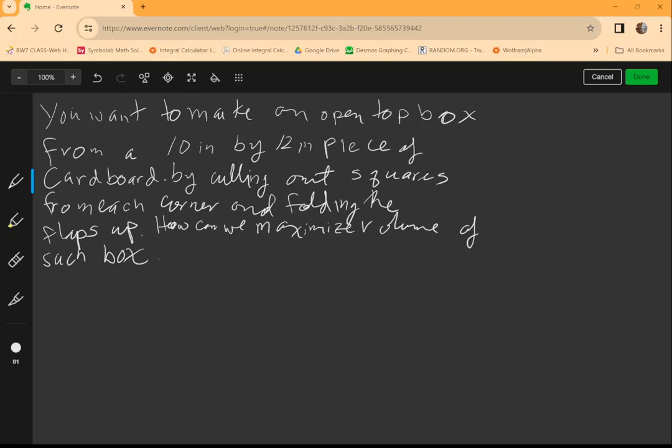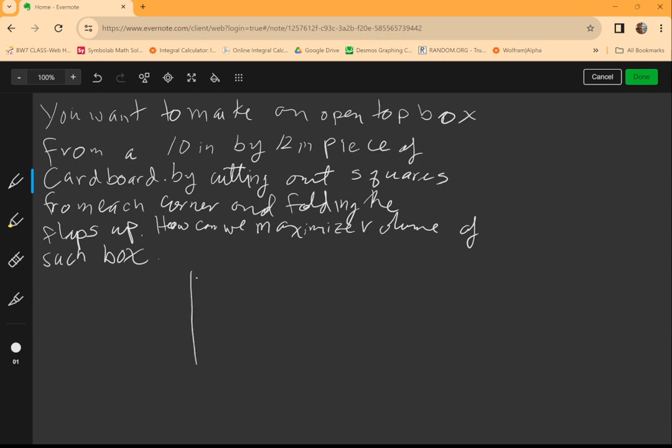Okay, so here we're going to work through this problem. It says you want to make an open top box from a 10-inch by 12-inch piece of cardboard by cutting out squares from each corner and folding the flaps up. How can we maximize the volume of such a box?